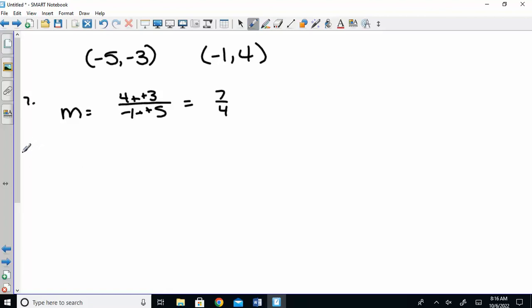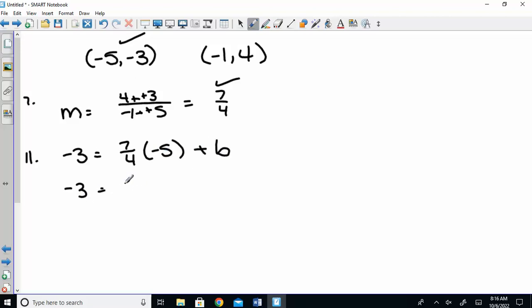So then, to write the equation, I'm going to do problem 11 next. So actually writing the equation, y equals mx plus b form, you take your slope and one of your points. And if I plug into y equals m times x plus b.